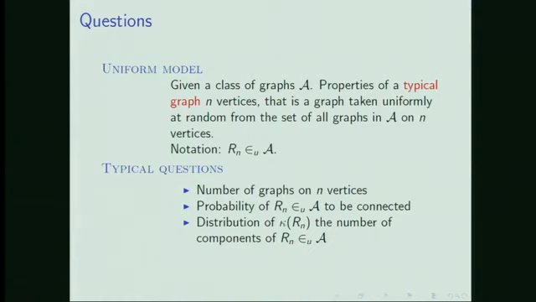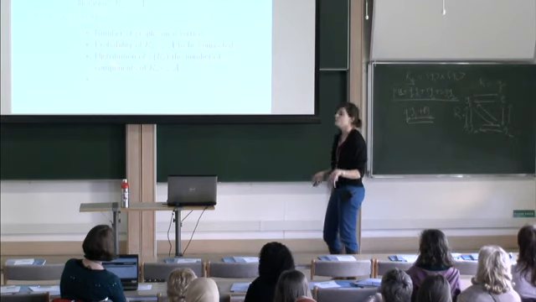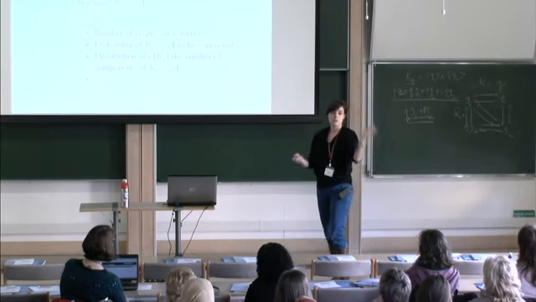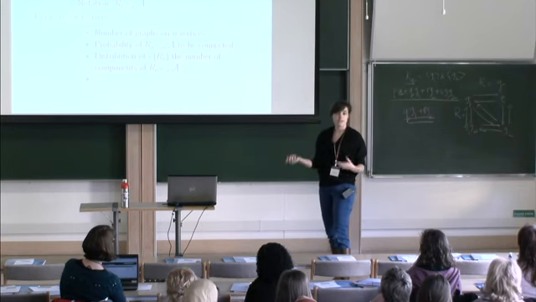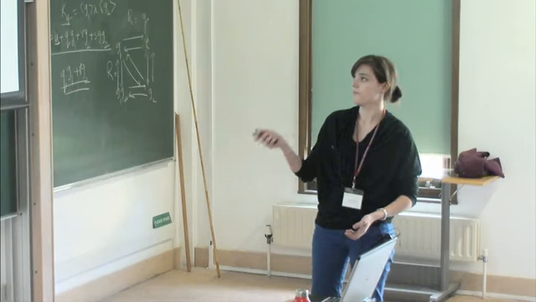Since this is a random model, I'm going to get a distribution of the number of components, and I want to address that for different types of classes of graphs. And obviously, you can ask many more questions. You can ask, what's the expected size of the largest component? Are you likely to have a lot of edges? All these sorts of things.